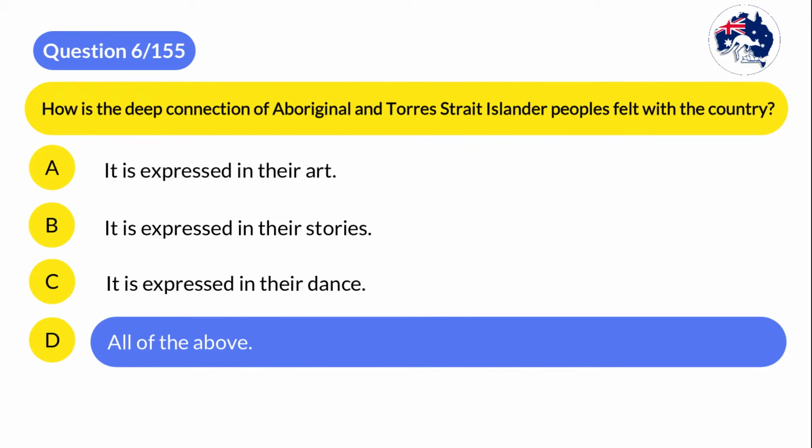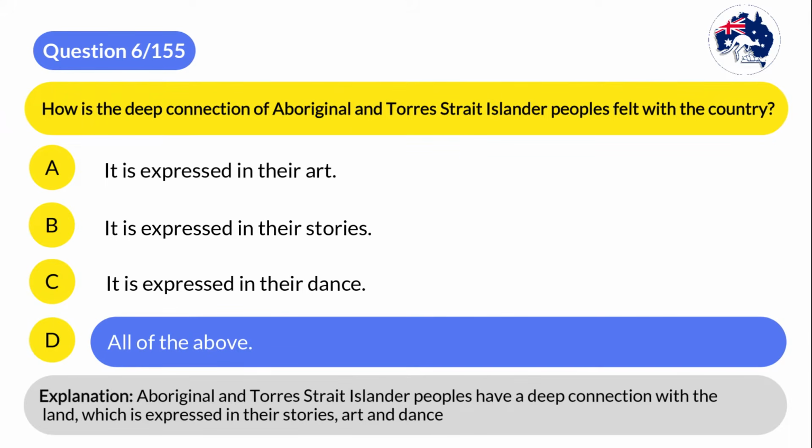All of the above. Explanation: Aboriginal and Torres Strait Islander peoples have a deep connection with the land, which is expressed in their stories, art and dance.